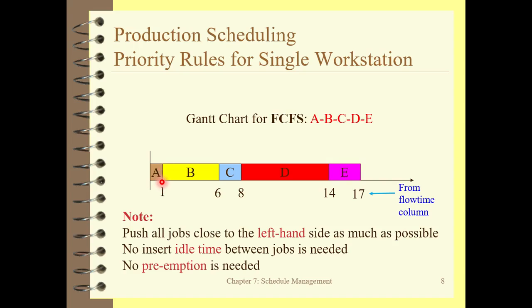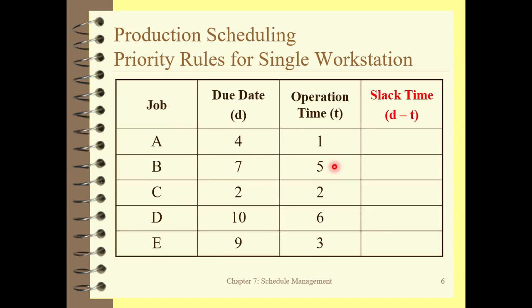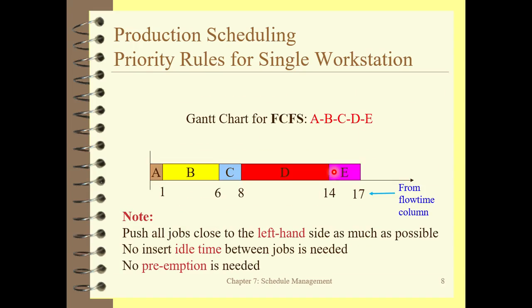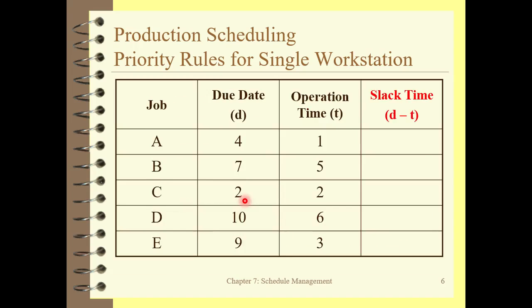And since job B requires 5 time units, 1 plus 5 is 6. Job B finishes at 6. Then job C requires 2, right? 6 plus 2 is 8. And then job D requires 6.